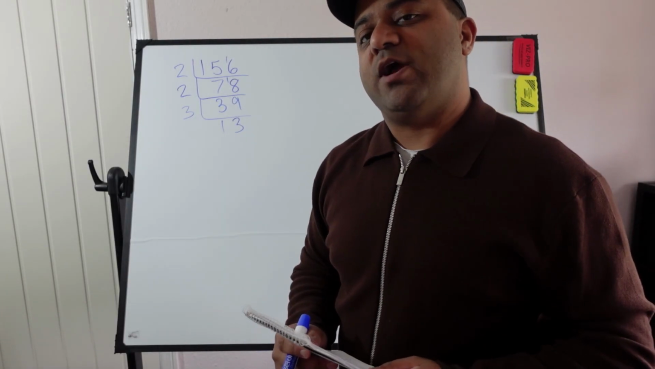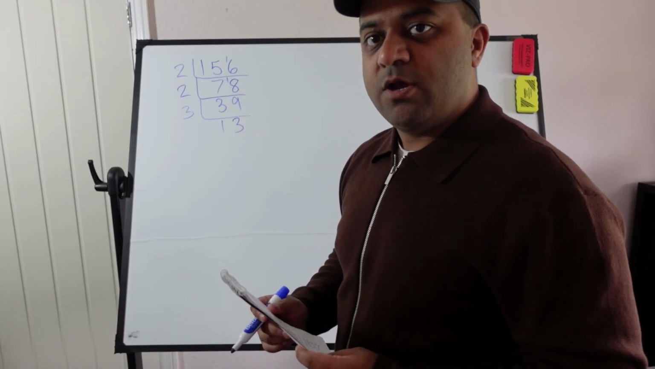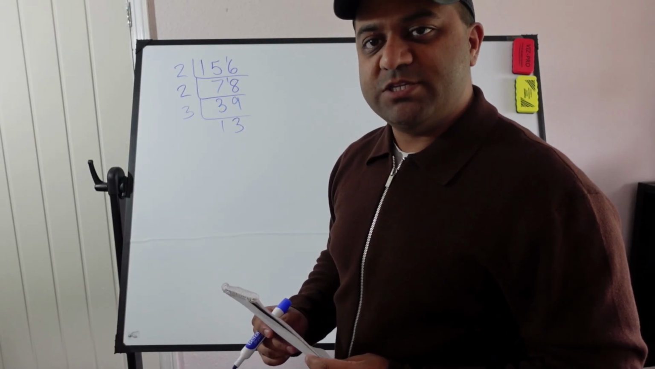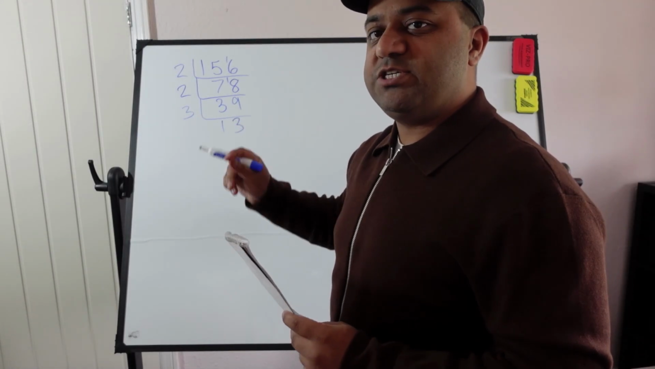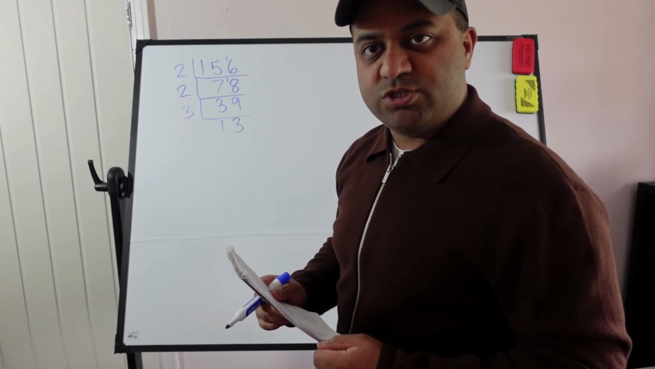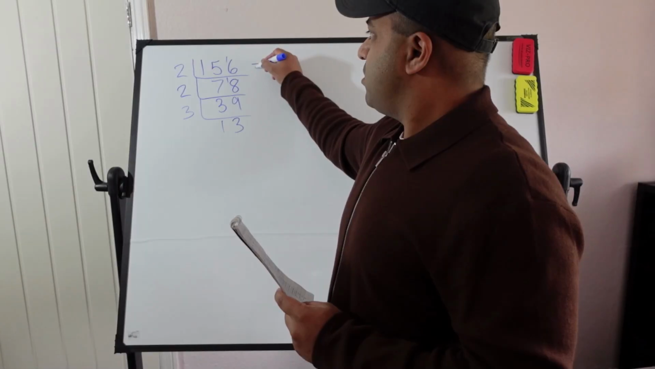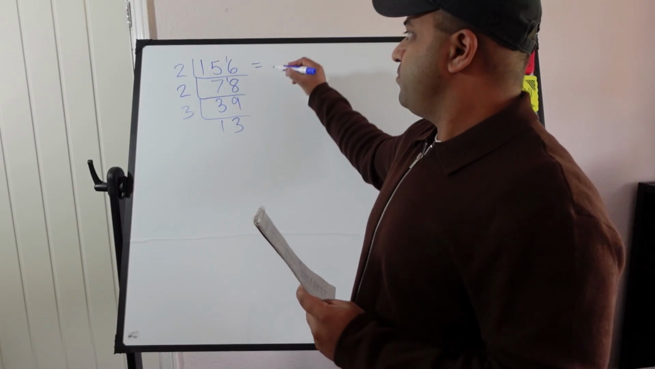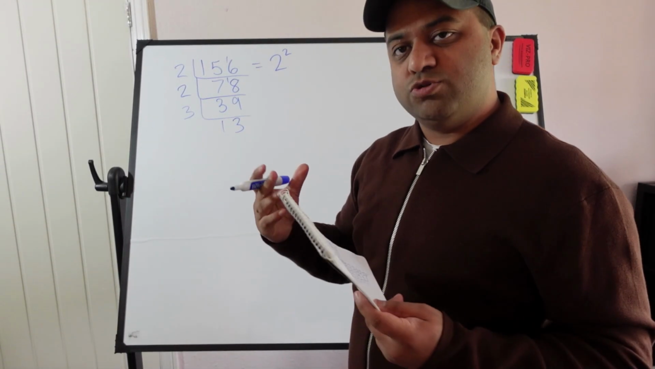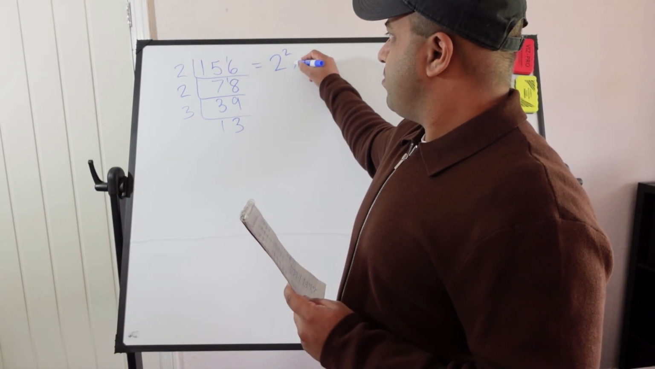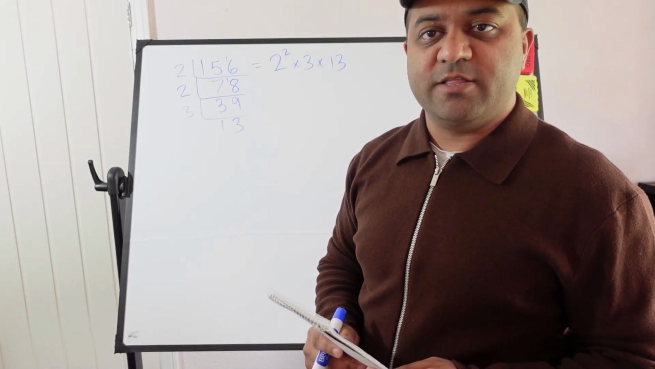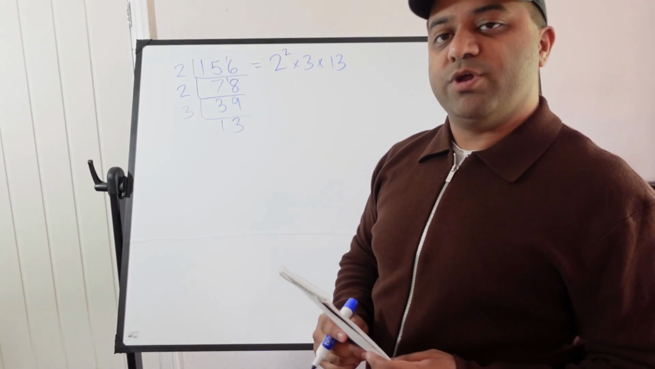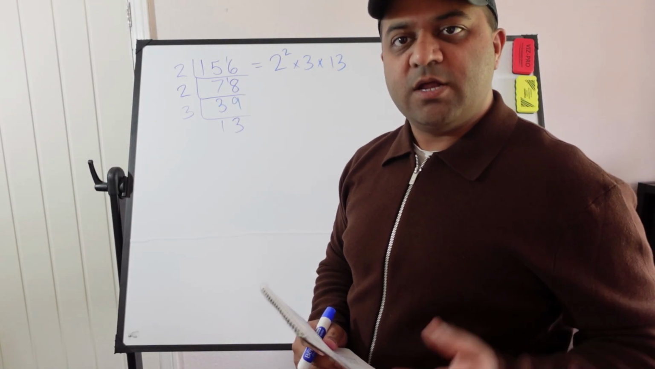Now, let's write down our final result. 156 can be written as 2 times 2 times 3 times 13. And because the number 2 appears twice, we'll write down 2 squared, or 2 to the power of 2. So our final answer will look something like this: 2 squared times 3 times 13. Let's try another example.